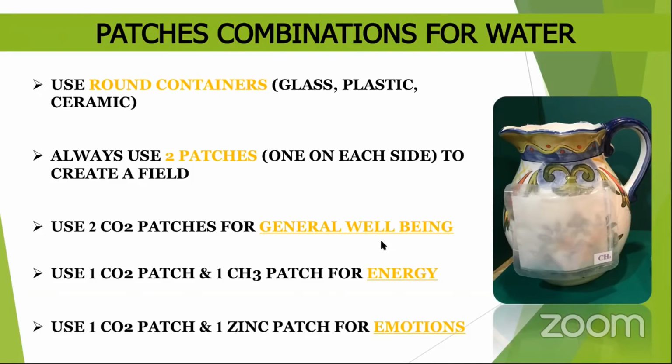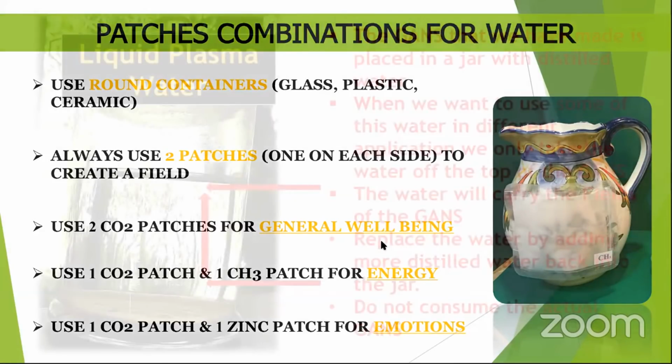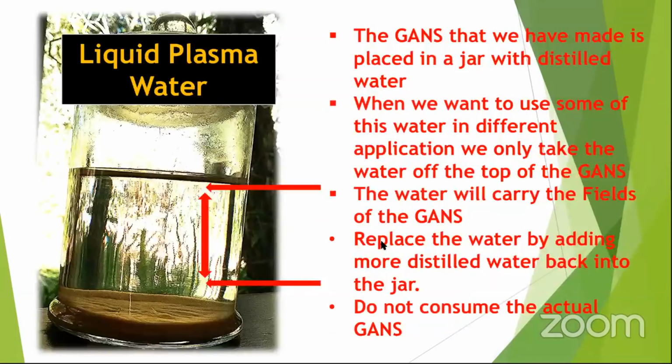Another combination is a CO2 patch with zinc when you want to control the emotions. As I said, do not confuse this: in some conditions we drink plasma water, but we never drink the GANS. This is just an example of one of the GANS, but I will repeat over and over again, do not drink the GANS, just the water. When you have the GANS, you can add distilled water, and a few hours later this water will have the energy of the GANS that you've made.